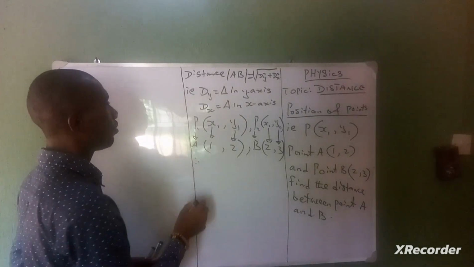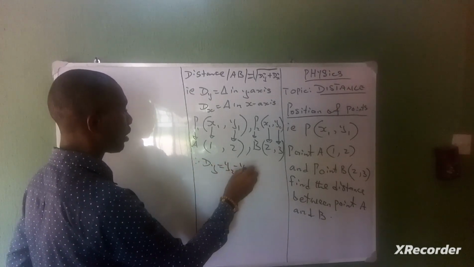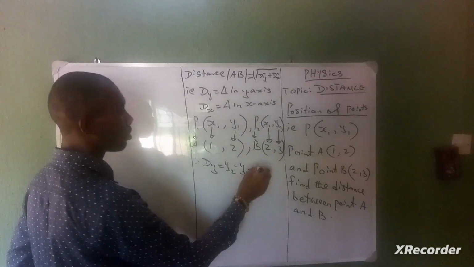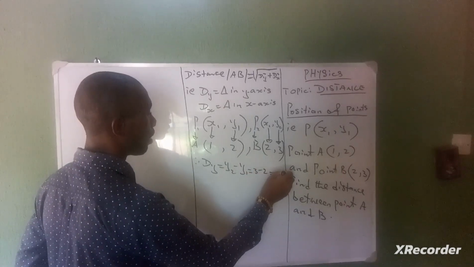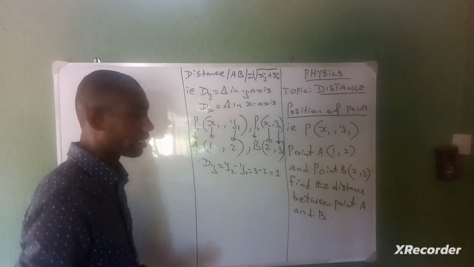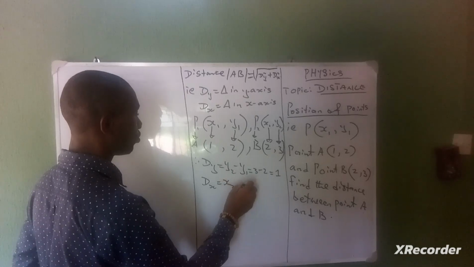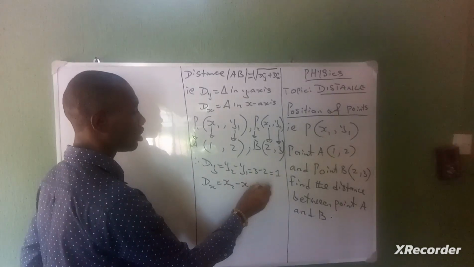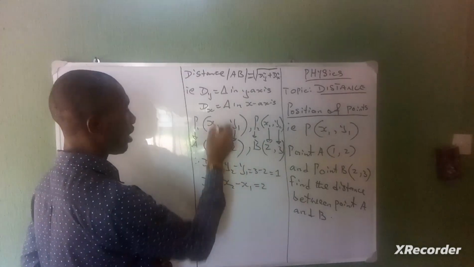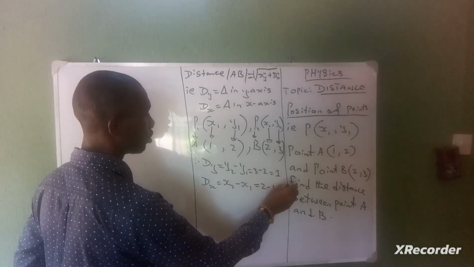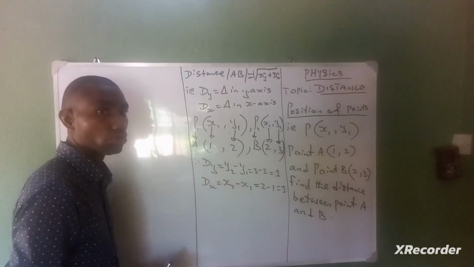So we'll say therefore our dy is equal to y2 minus y1, which is equal to 3 minus 2, which gives us 1. That is the change in y axis. Then our dx is equal to x2 minus x1, which is equal to 2 minus 1, which is also 1. So the change in x-axis is 1 and the change in y-axis is also 1.